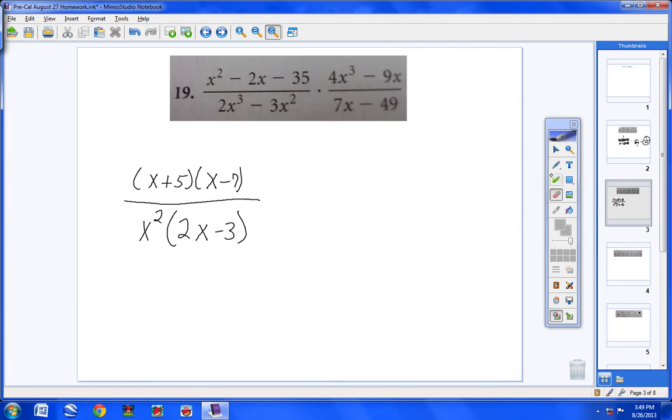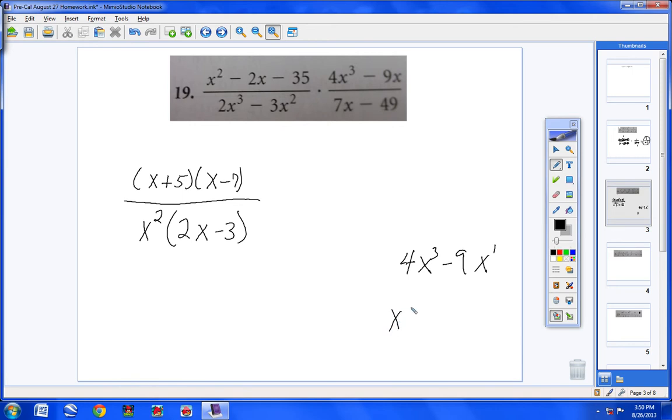Now let's take a look at this part of the problem. Let's see if we can't do some factoring there. 4x cubed minus 9x. Now, there's nothing I can factor out with the 4 and the 9. However, there's 3 x's here and there's 1x here.